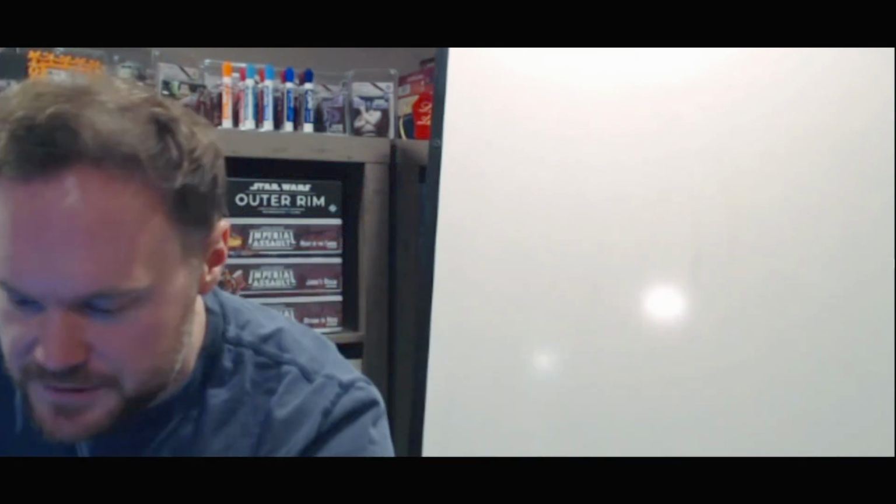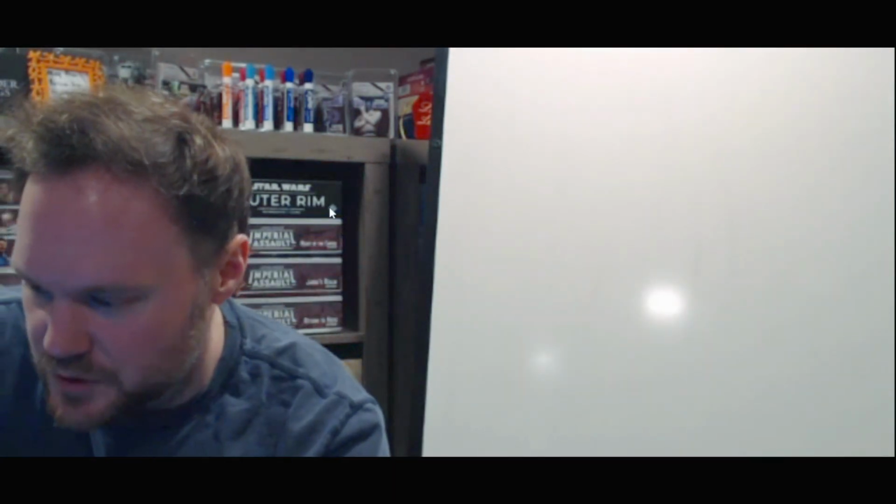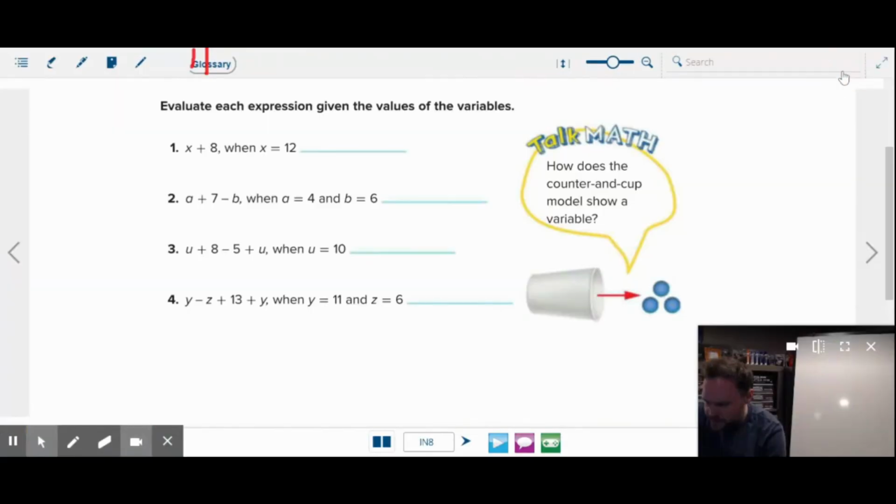Okay, let's skip down. Let's try one of these little tougher ones where it has multiple steps. Here we go, back in your book. Let's look at number 4. Y minus z, I'm going to start writing this on the board up here. Y minus z, now we have 2 variables. Plus 13 plus y. Y minus z plus 13 plus y.